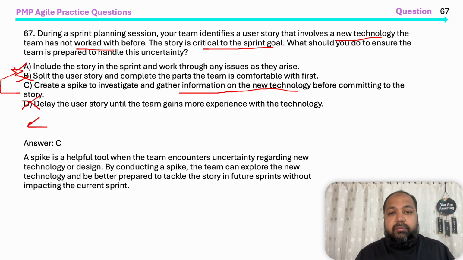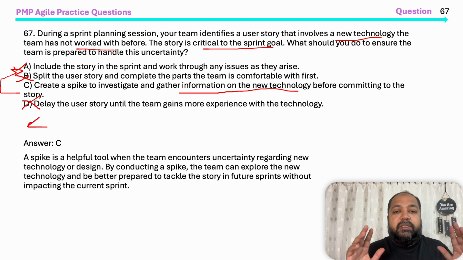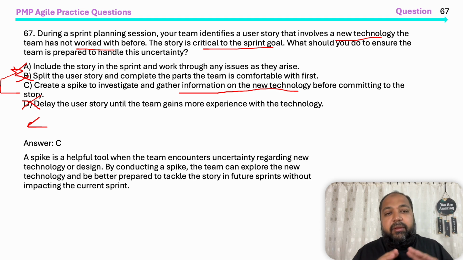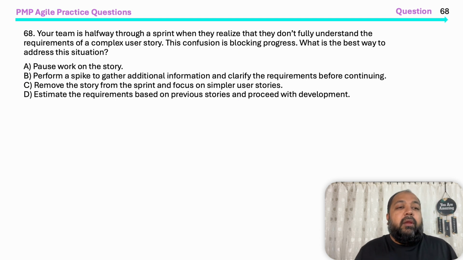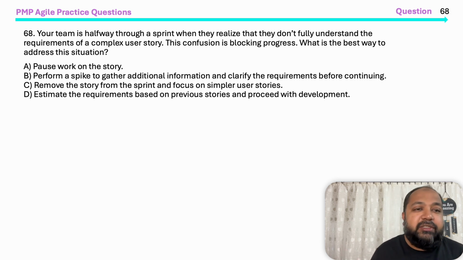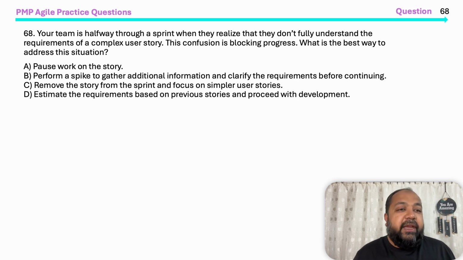So make a spike, maybe a two-week spike, of exploratory work. You go and figure out how this particular thing can be done, and then you take it into the story if you know the way of doing it. Also very important: a spike is successful even if you don't get an output. If it means it didn't work, the spike is still successful, because a spike is done to figure out whether something can work or not. Remember that for the PMP examination or PMI-ACP examination. Next, question 68.